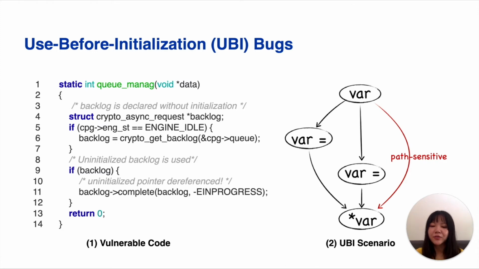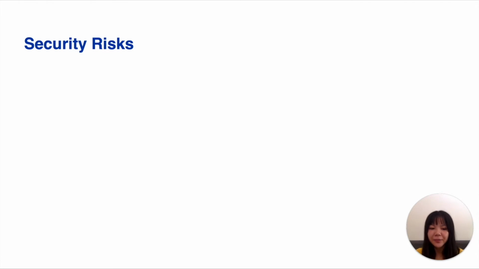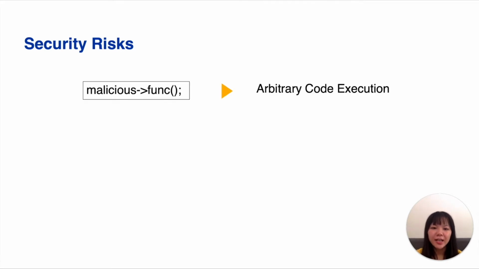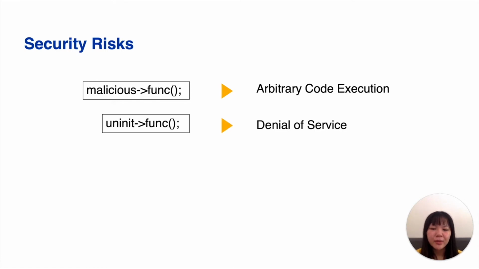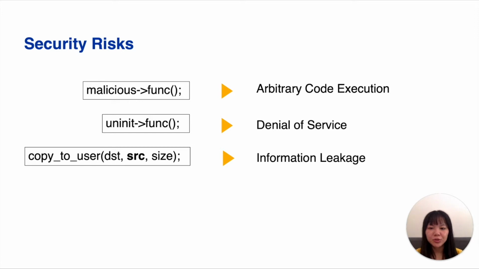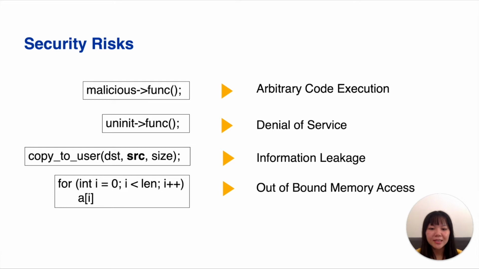UB bugs not only stand for some program error, but introduce security impact as well. According to different uses of the uninitialized variable, UB causes different security risks in the Linux kernel. First, if a variable is an uninitialized pointer and it makes the program jump into prepared malicious code, then it could cause arbitrary code execution. Second, if it jumps to a random address, then it causes a system crash and denial of service. Third, if in copy_to_user, the content of the source pointer is not fully initialized, then it causes information leakage. If the uninitialized variable is used as an array index, then there is out-of-bound memory access.